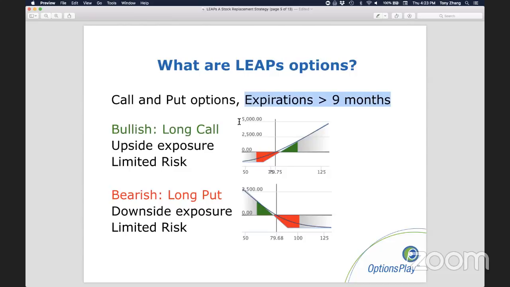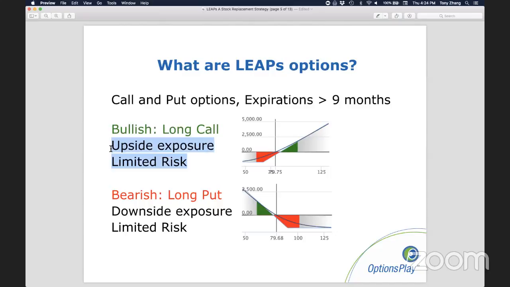And there are 2 strategies for leaps. For bullish strategies, you can go long a call. This is where you will gain upside exposure in the stock or ETF with limited risk. And that's really one of the key elements of trading leap options, is getting that upside exposure, but with limited risk. And the key part here is limited risk, because we want this asymmetrical risk profile that gives us unlimited upside, but limited downside.